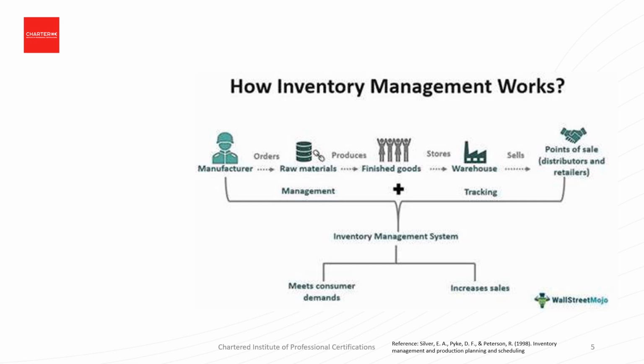Now, effective inventory management strikes a balance between having enough stock to meet customer demand and avoiding overstocking. Overstocking ties up capital and can lead to waste if items become obsolete or expire, while understocking or stockouts can lead to lost sales and customer dissatisfaction. Therefore, inventory management requires a strategic approach to ensure that the right quantity of inventory is in the right place at the right time.